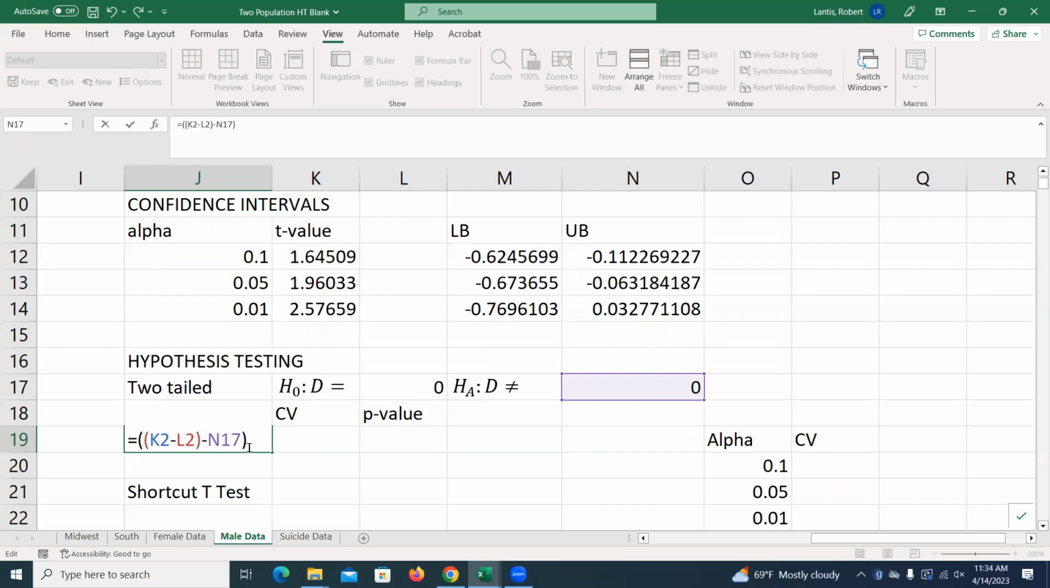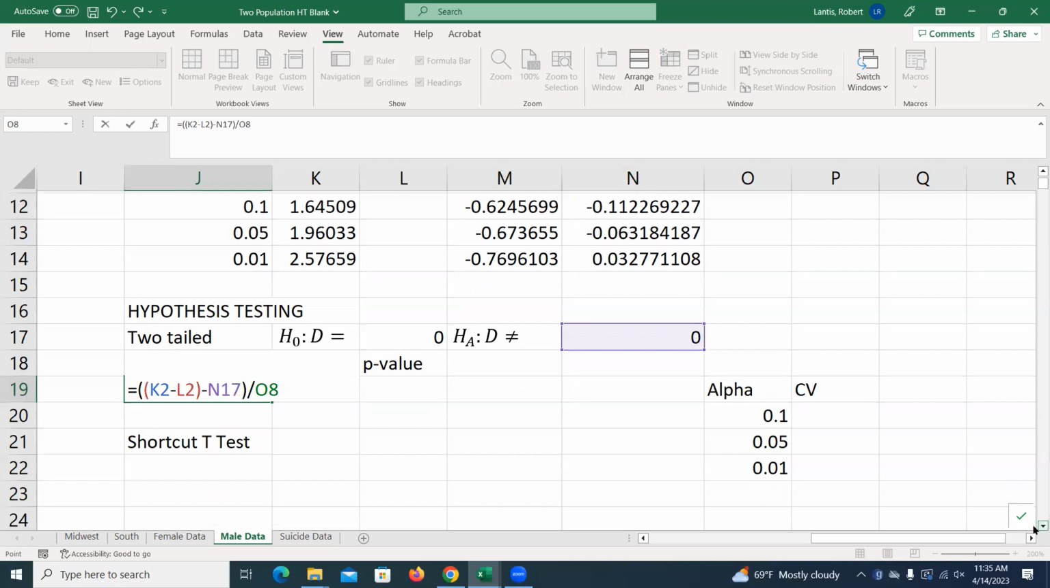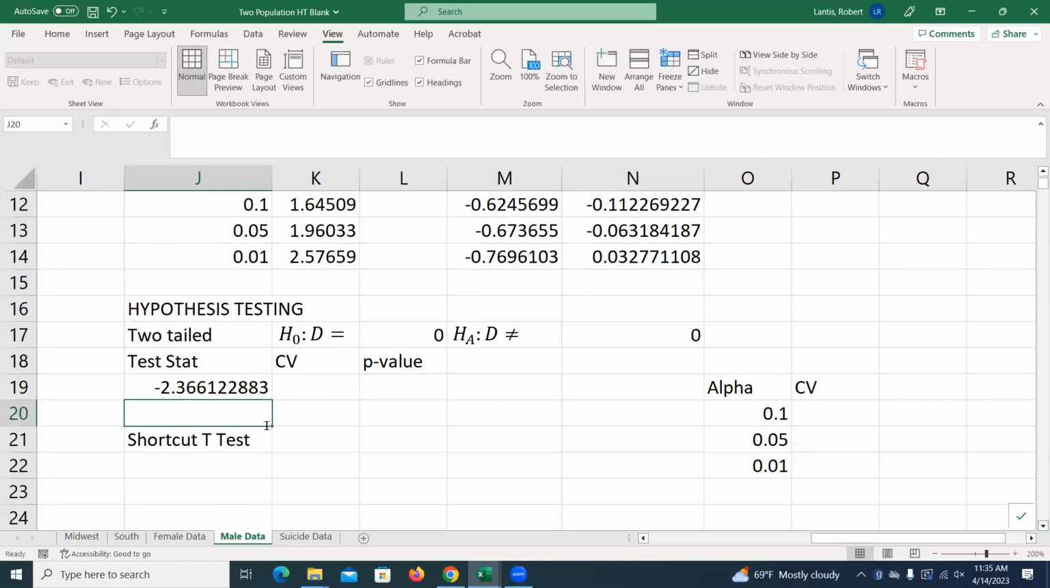So that's my numerator. Well, what's in my denominator? That square root of each group's sample variance. This represents the standard deviation of the difference in my sample means. I already calculated that up here, right? So this should be all I need to get my test statistic. Right? So I get this test statistic of negative 2.3.